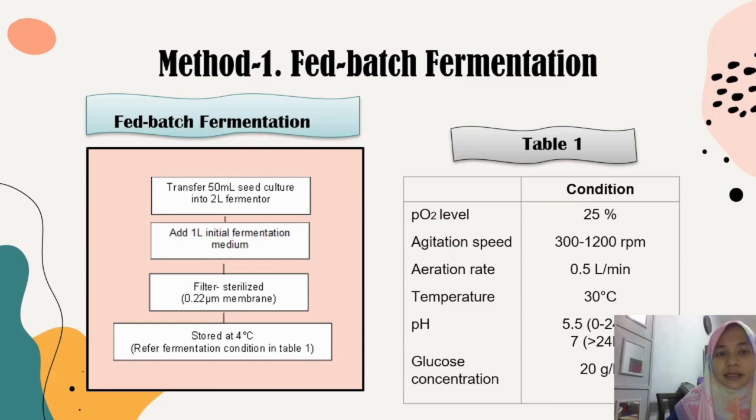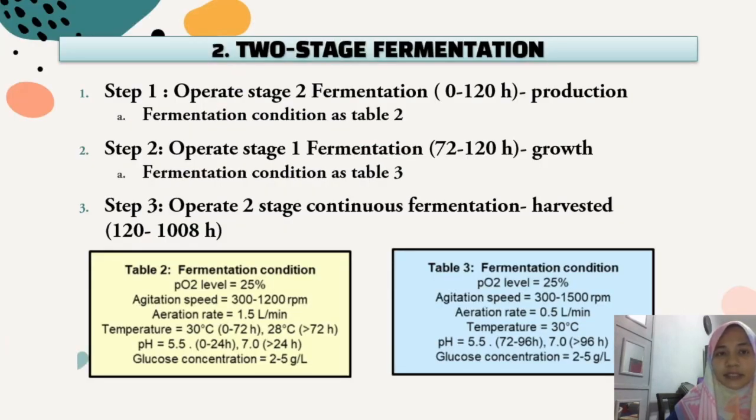The method: this is the normal method, fed batch fermentation. Start with seed culture, add initial fermentation medium, filter and ferment. And this is a two-stage fermentation. Step 1 is the production method. Start from day 0. The method is the same as a fed batch, but the conditions can be found in table 2.